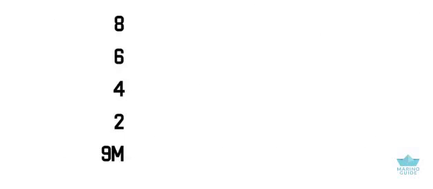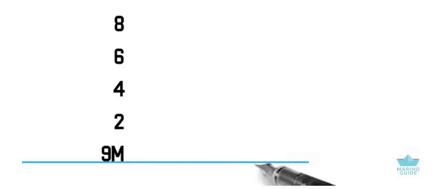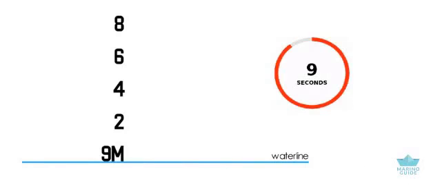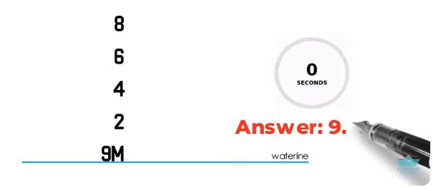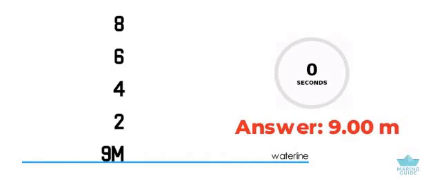Let's say that the water line is in this point. What is the draft reading? I will give you 10 seconds to think of the answer. The answer is 9.00 meters. If your answer is correct, good job! If not, you can try again in the next example.